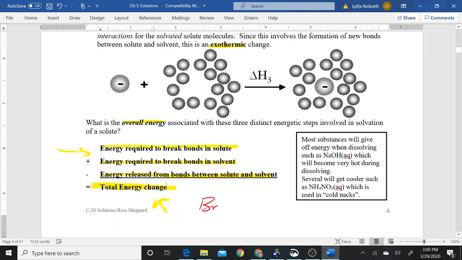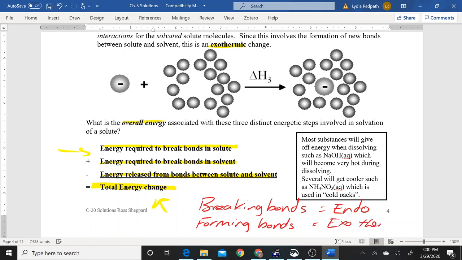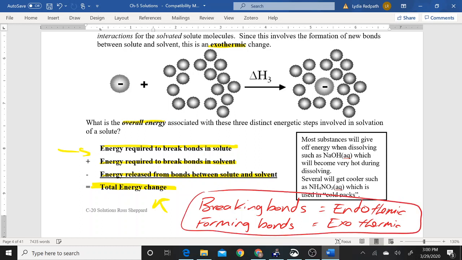Breaking bonds takes energy, so it's endothermic, whereas forming bonds gives energy or releases energy, so it is exothermic. Guess I might as well not be lazy with that one too. So that's sort of the big thing from this entire page. You can read, you can go through in a ton of detail, but the biggest thing to check out: breaking bonds is always endothermic and forming bonds is always exothermic.